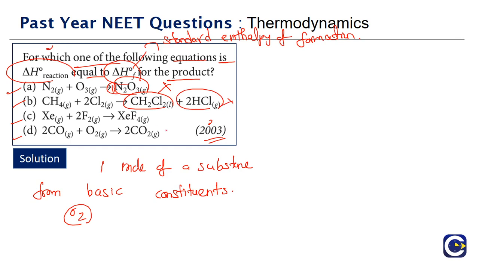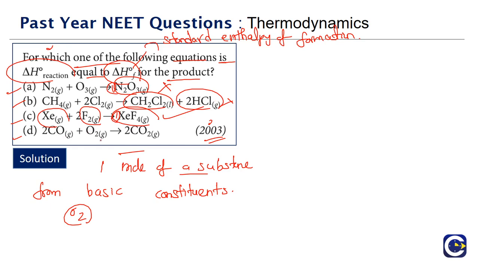So we are looking at formation of 1 mole of a substance. We are looking at only one product being formed from the basic constituents. Option C, XeF4 is the product, we have 1 mole. What will be the basic constituents? Xenon, it is xenon gas, because the 18 group elements are what? Unimolecular. And for fluorine, the basic constituent is F2 gas. So we can clearly see 1 mole of XeF4 gas is formed from the basic constituents. So this will be the one that represents the enthalpy of formation reaction.